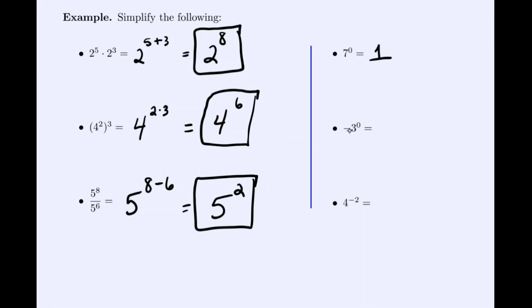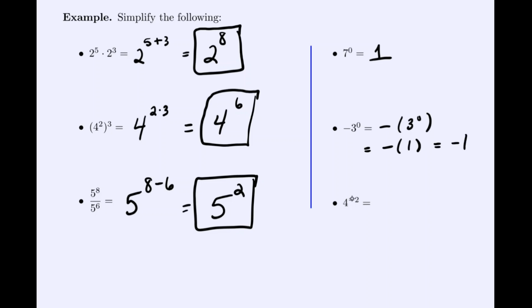And here we have our caution. Notice 7 to the 0 is 1, but negative 3 to the 0, that would be the same as writing negative 3 to the 0. Because unless we intentionally begin with the negative 3 all in parentheses, we are to assume that you raise 3 to the 0 power first and then apply the negative. Now 3 to the 0 is 1, so that would leave us with negative 1, and we would get negative 1 as our answer there.